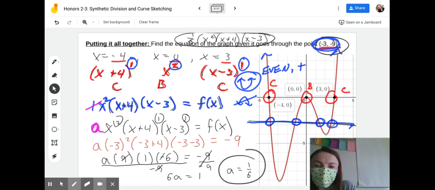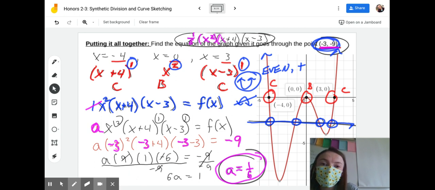The best way to solve for A is to take the point negative 3 comma negative 9 and plug it into the equation. So I'm going to plug in negative 3 for x and negative 9 for f of x. When I solve this, I'm going to get A is equal to a sixth. So the actual equation is going to be 1/6 x squared times x plus 4 times x minus 3. And that is the actual equation of the graph that goes through the point negative 3 comma negative 9 and has the following attributes, opening all the way up on both sides with the zeros that are listed.